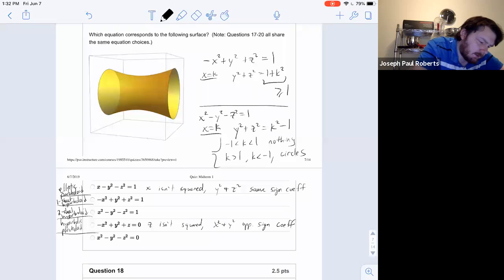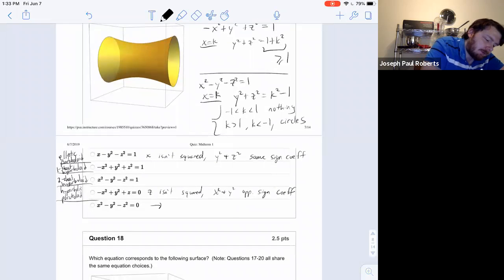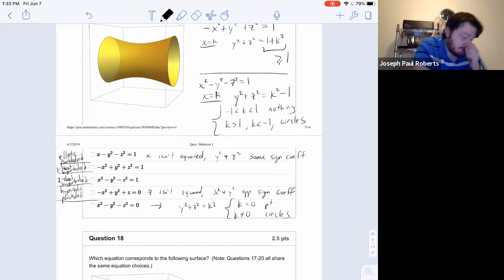And then finally, if I do the x equals k traces for this equation, that would be y squared plus z squared equals k squared. So if k is equal to 0, it's a point. If k is not equal to 0, it's circles. And so that's the situation for a cone.